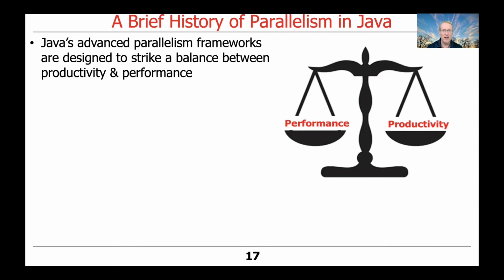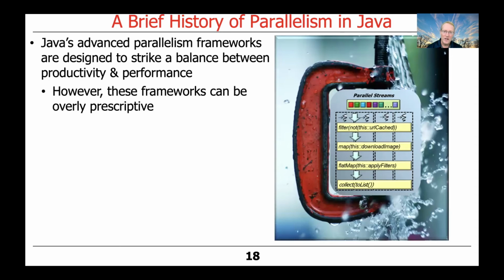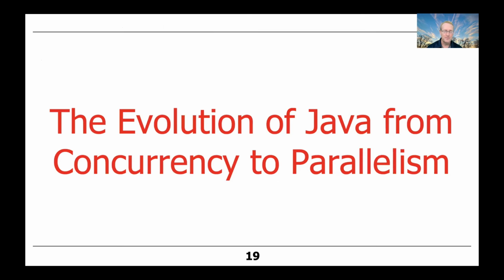Java's advanced parallelism frameworks are designed to strike an effective balance between productivity on one hand, making things easier for developers, and performance on the other, making things take good advantage of the underlying hardware and software resources. The one downside, of course, is that these frameworks can be a little bit overly prescriptive. If things fit within the models that they provide, in particular, if they fit with a divide and conquer model, then parallel streams works great. If they work with an asynchronous model, then completable futures works great. But sometimes you need a little bit more flexibility.